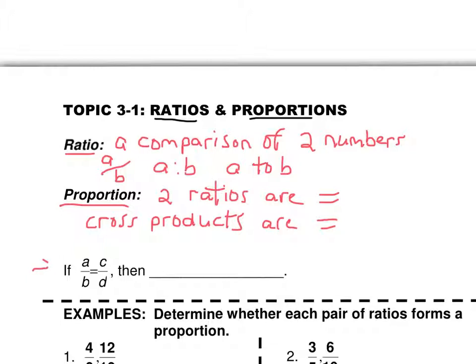What that means is here, if A is to B as C is to D, then A times D, that's the cross product, A times D, is equal to the cross product of CB. So AD equals CB. Remember, this was called the butterfly when we used to do proportions, if you remember that last year. All right, let's look at some example problems.